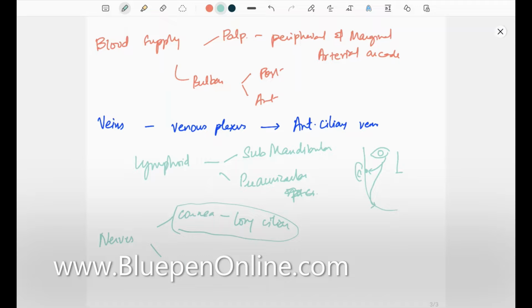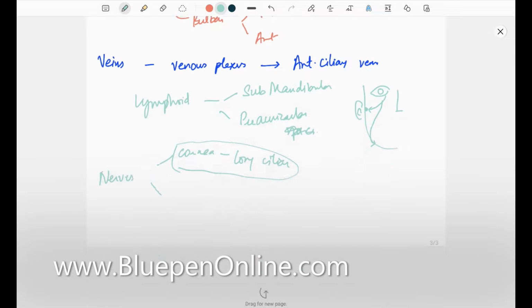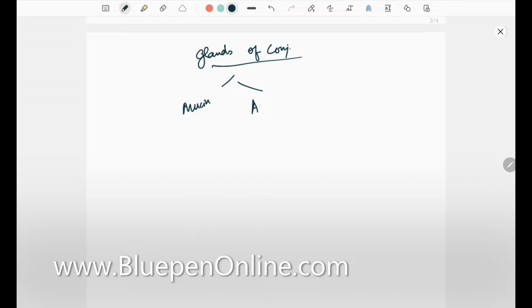Apart from that, the conjunctiva also consists of glands. It is a glandular structure, so it consists of two types of glands actually. So the glands of conjunctiva: the conjunctiva consists of two types of glands, the mucin secretory glands and the accessory lacrimal glands. So the epithelium consists of goblet cells, which produce mucin, like I have mentioned earlier.